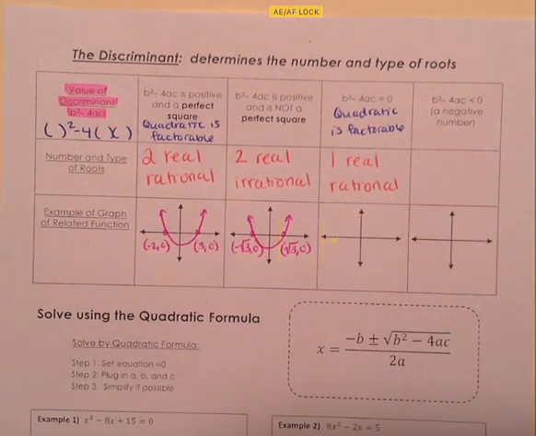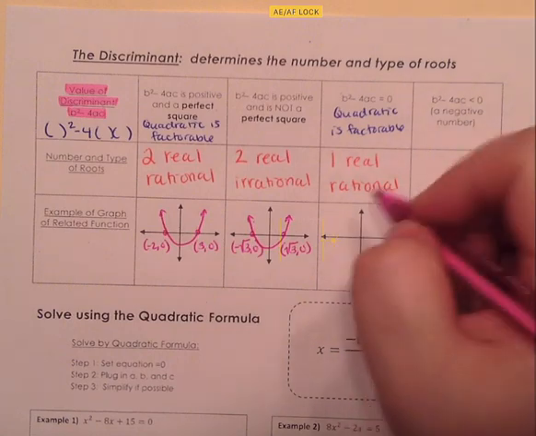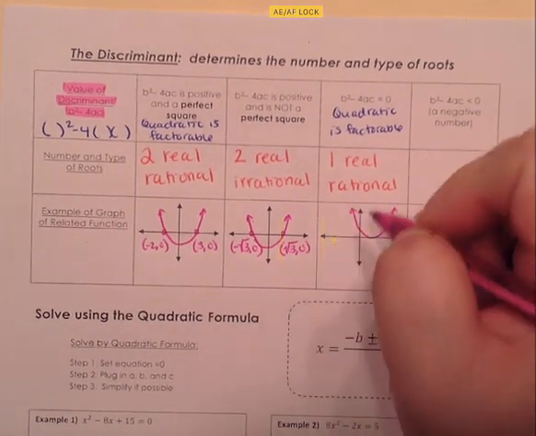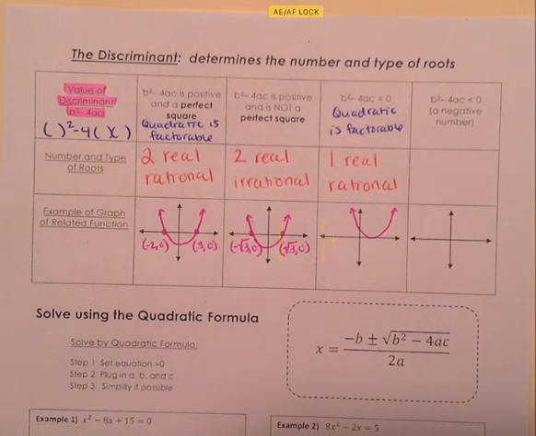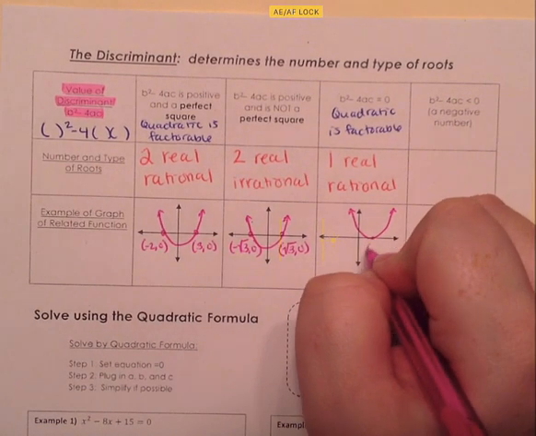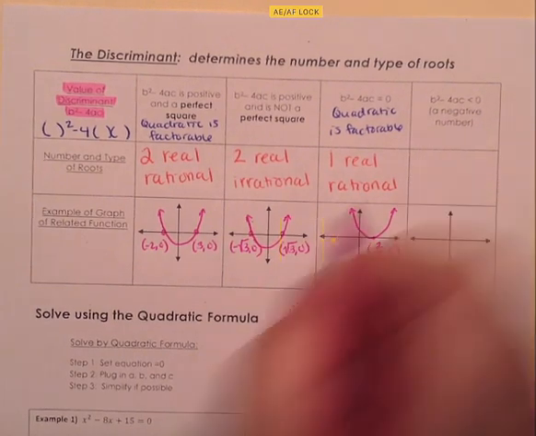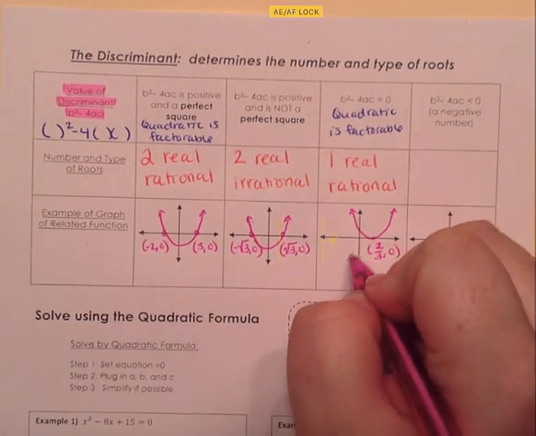And whenever you have 1 real rational, that means that the quadratic bounces on the x-axis. Now, it'll be rational, so you might have it at 2 over 3 comma 0 because it bounces.